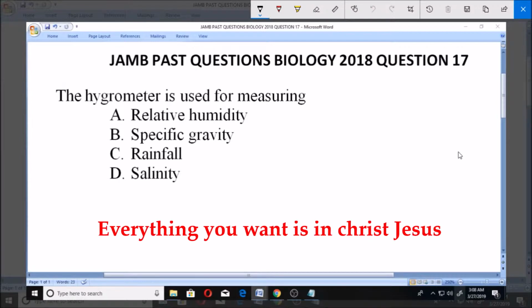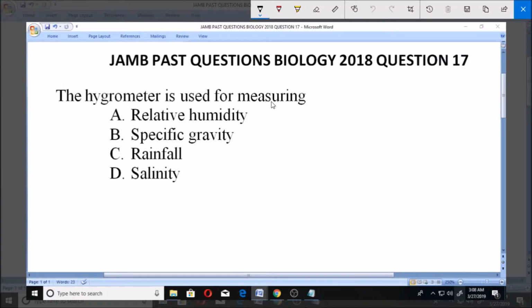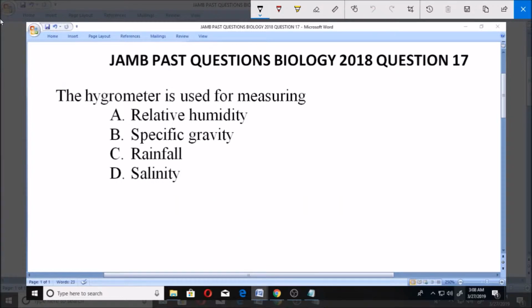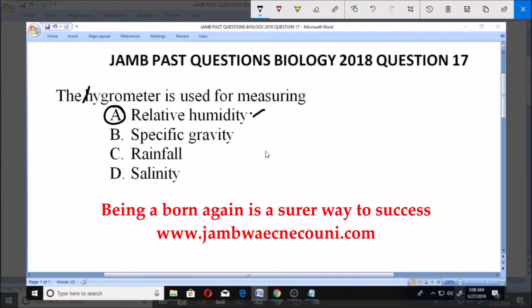Question number 17. The hygrometer is used for measuring A. Relative humidity, B. Specific gravity, C. Rainfall, D. Salinity. Now, the hygrometer is actually used in measuring relative humidity. That is what you use a hygrometer to measure.